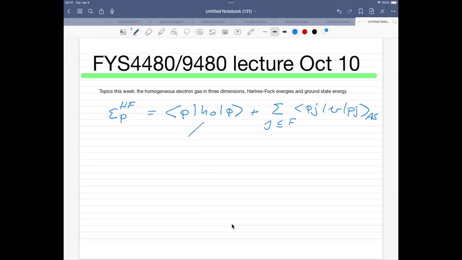Now this piece here is given by the kinetic energy, which we often label with a T. So I should put hats on here so we remind ourselves that these are operators. So this is the kinetic energy.